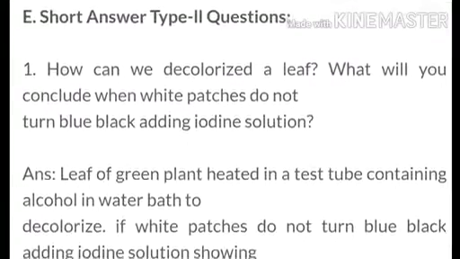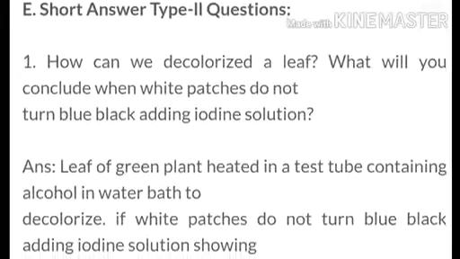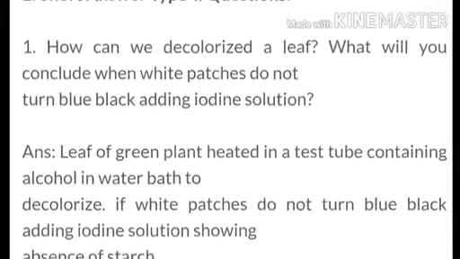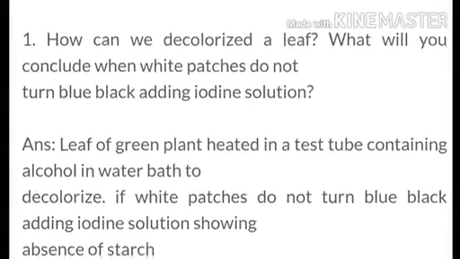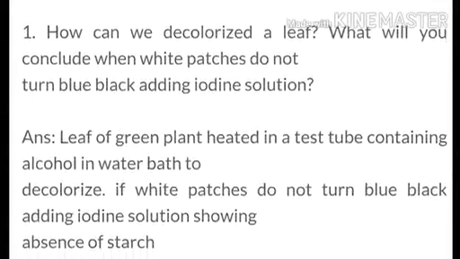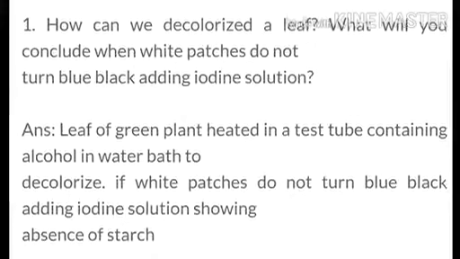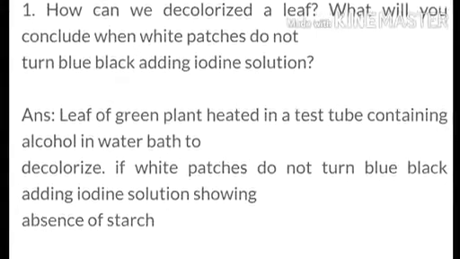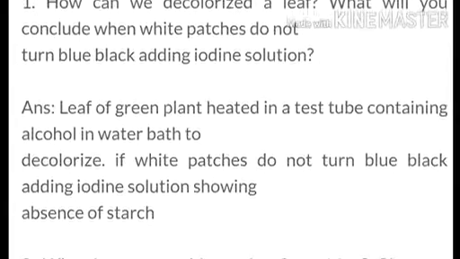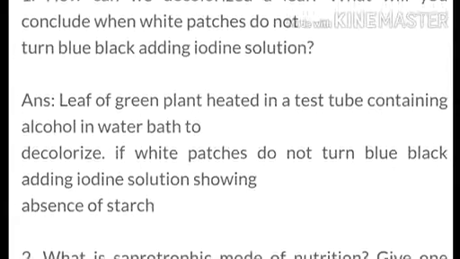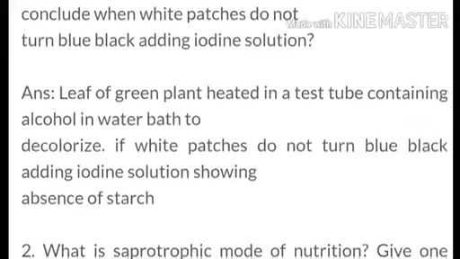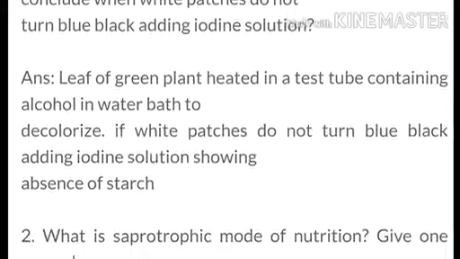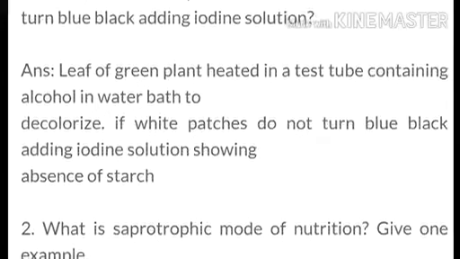Now short answer type questions. First, how can we decolorize a leaf? What will you conclude when white patches do not turn blue black on adding iodine solution? So the answer: a leaf of a green plant is heated in a test tube containing alcohol in a water bath to decolorize. If white patches do not turn blue black on adding iodine solution, it shows the absence of starch. Means in this way we can check whether starch is present or not.